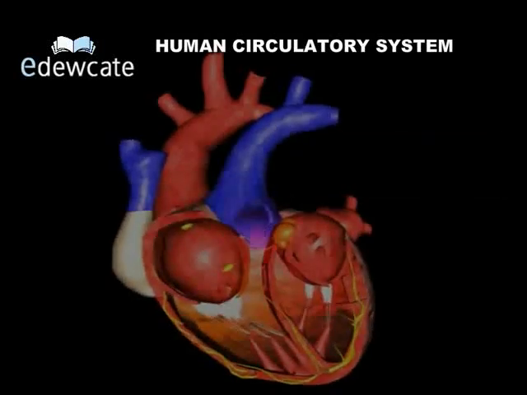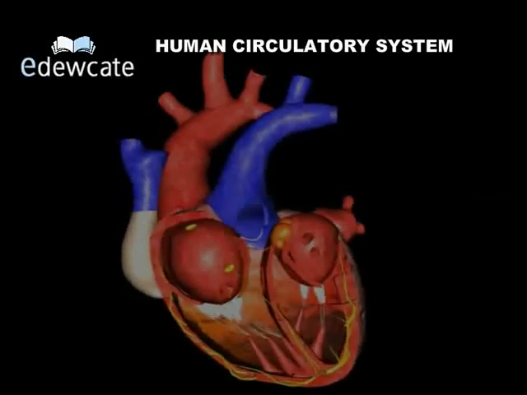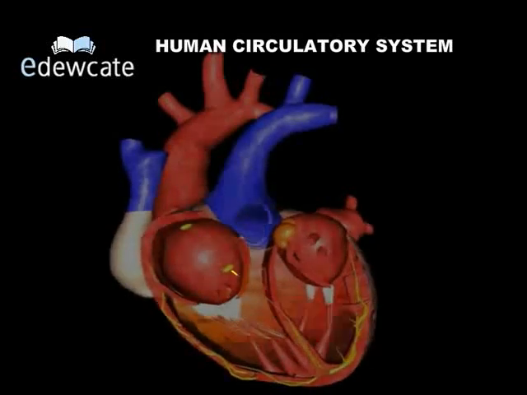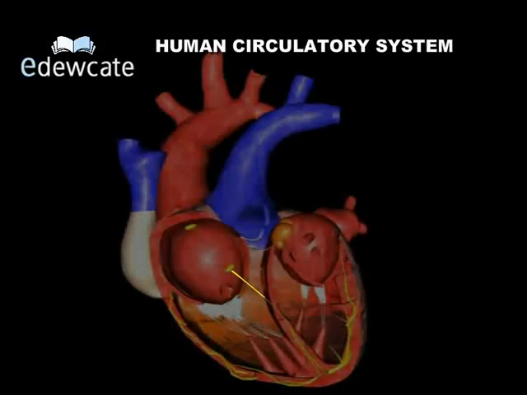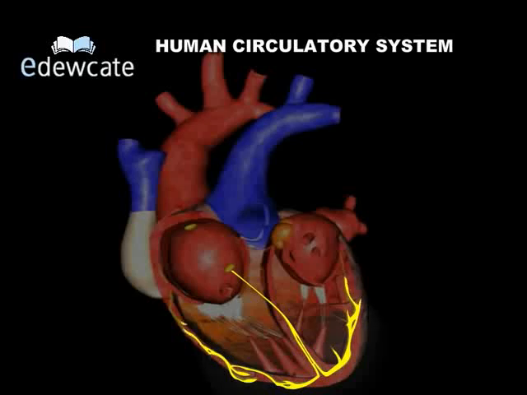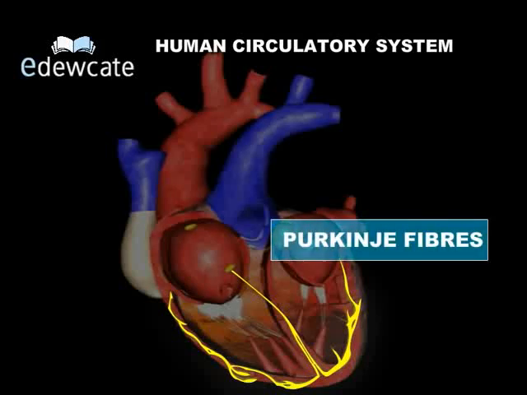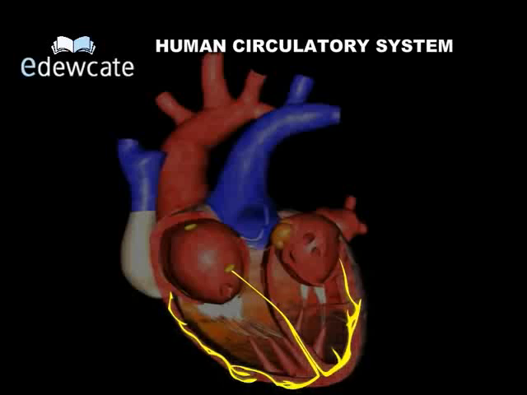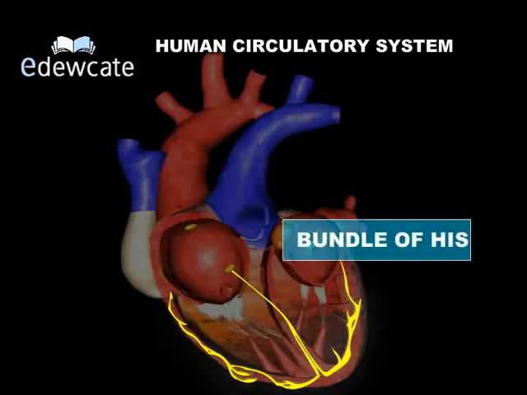A bundle of nodal fibers, atrioventricular bundle, continues from the atrioventricular node, which passes through the atrioventricular septa to emerge on the top of the interventricular septum and immediately divides into a right and left bundle. These branches give rise to minute fibers throughout the ventricular musculature of the respective sides and are called Purkinje fibers. These fibers, along with right and left bundles, are known as bundle of His.